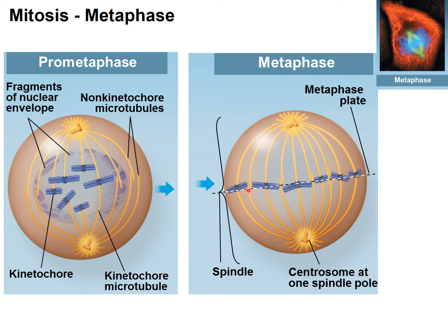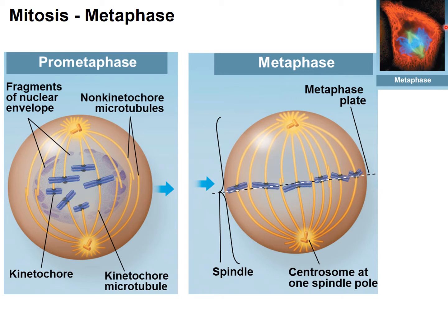Okay, here the spindle has completely formed. So the mitotic spindle is already set up to go. Again, the centrosomes are going to be on opposite ends, and the microtubules are going to be extending as far as they can. We have those that are connecting to the kinetochores of the centromeres in the chromosomes, and some that do not connect. So that is the difference between the kinetochore microtubules and the non-kinetochore microtubules.